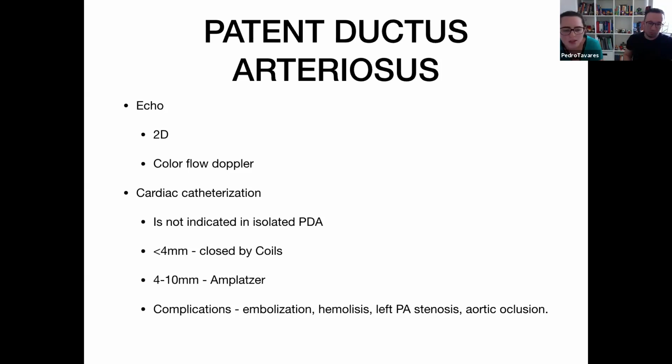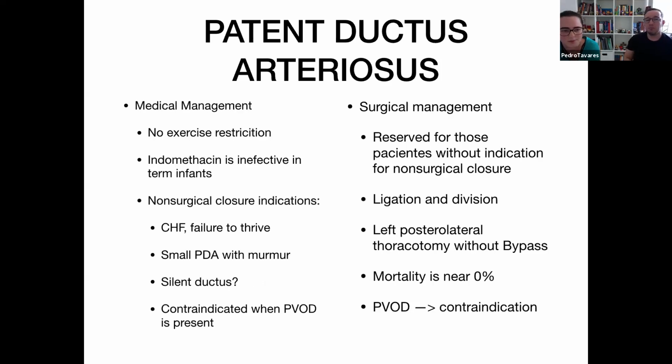Normally it is not indicated if you have an isolated PDA. When you have lesions less than 4 millimeters, they can be closed by coils. And if it's 4 to 10 millimeters, it can be closed by Amplatzer. The complications of the procedure can be embolization, hemolysis, left pulmonary artery stenosis, and aortic occlusion if the coil or the Amplatzer goes the other way of the ductus.